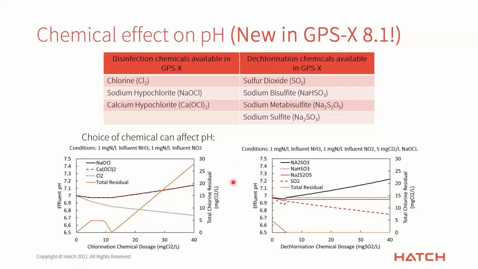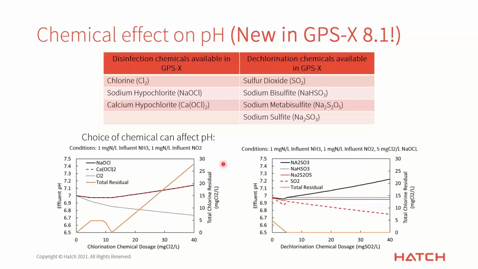All right, so moving your attention to the two graphs below, these are two analyses that I did in GPS-X using the pH estimation tool, just so that we can get a look at how the chemicals actually do affect the pH. I'll start with this graph here. This is the chlorination graph. On the y-axis here, we have the effluent pH. On the x-axis, we have the chlorination chemical dosage. And then on the secondary y-axis, we have the total chlorine residual.